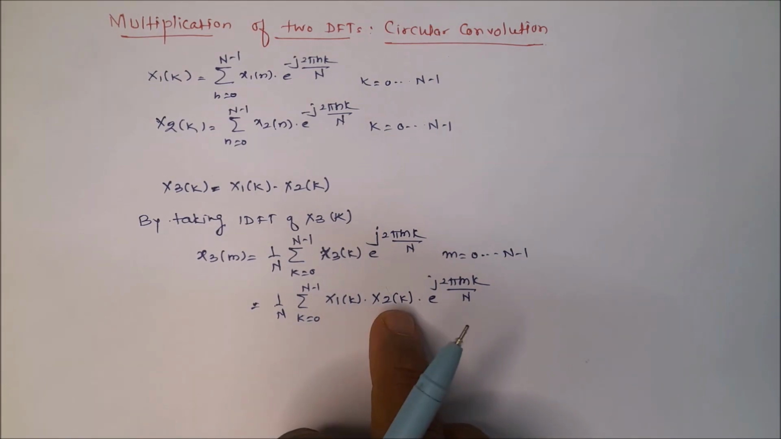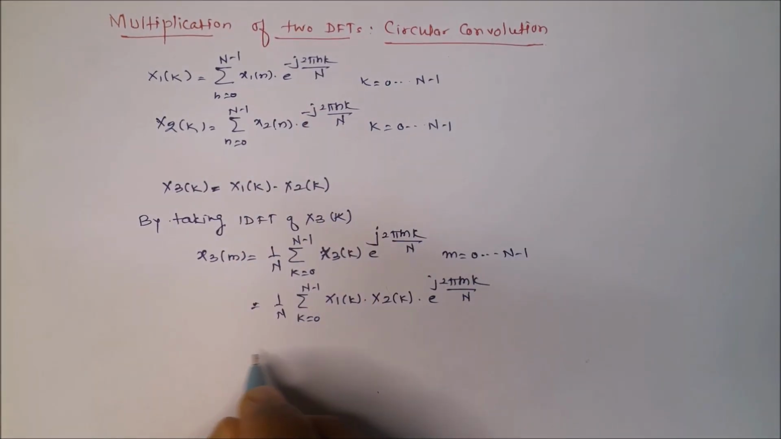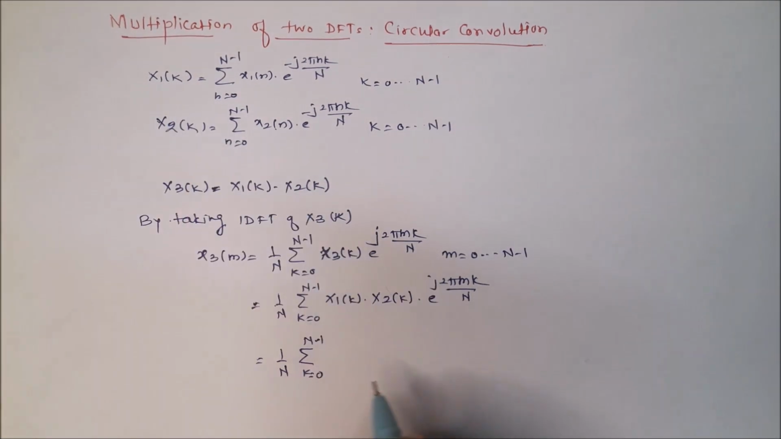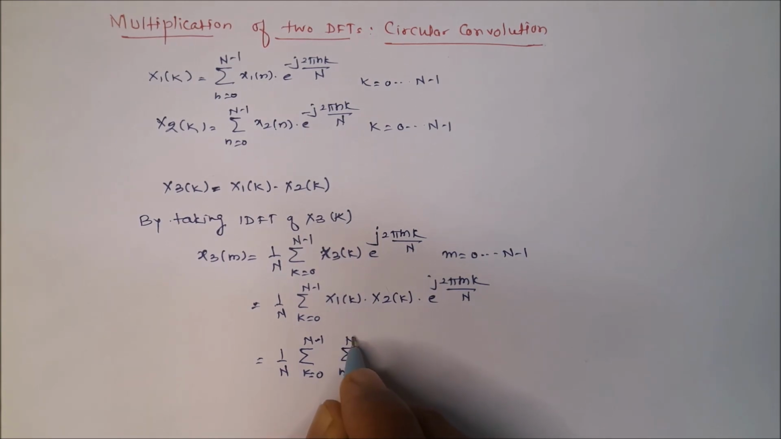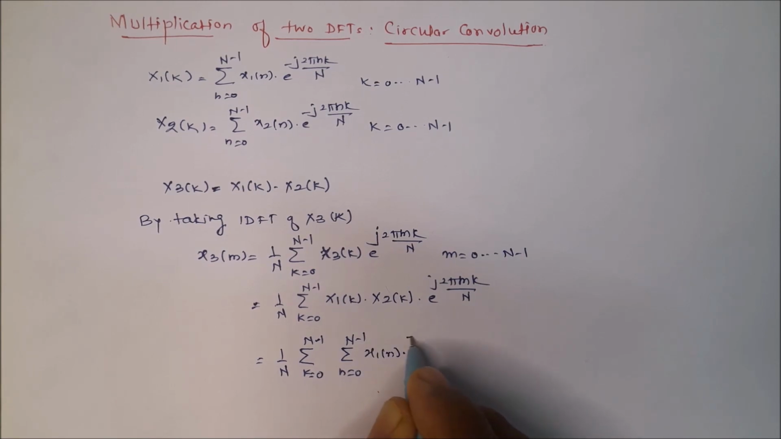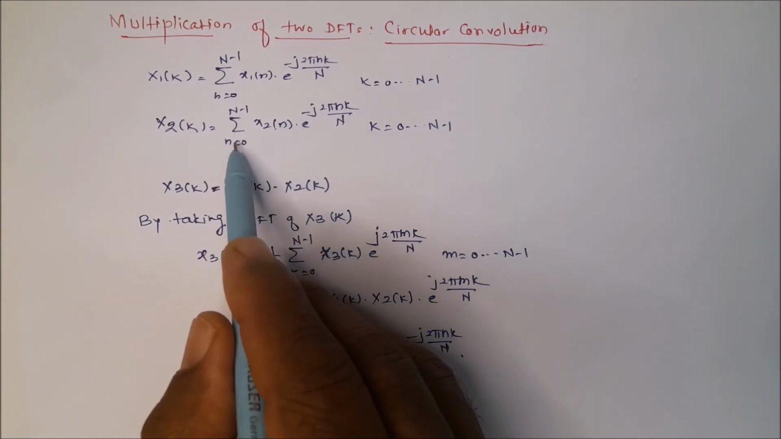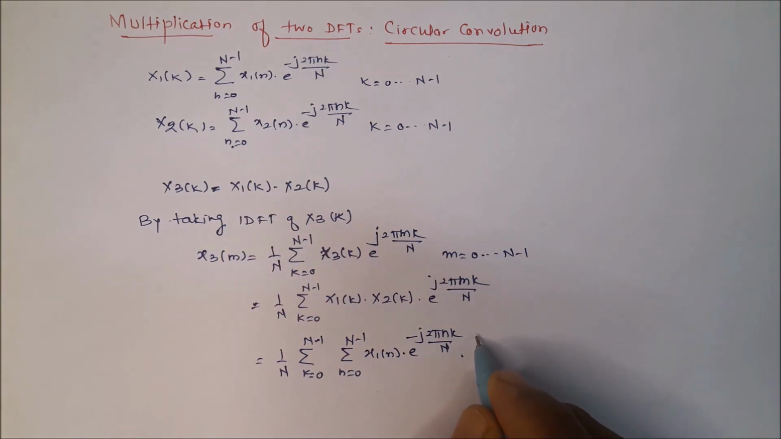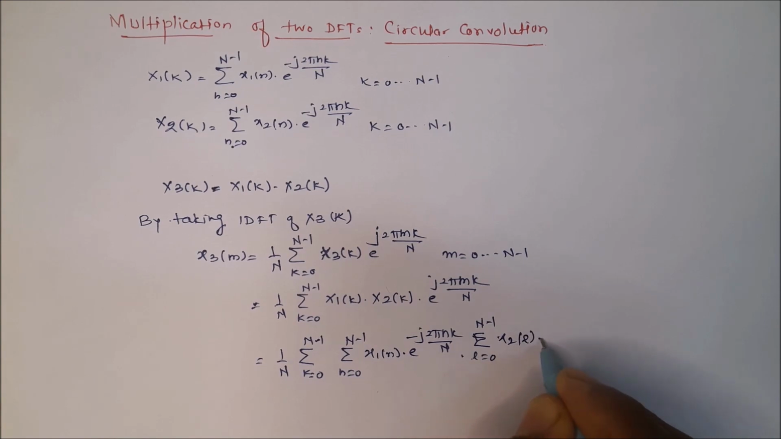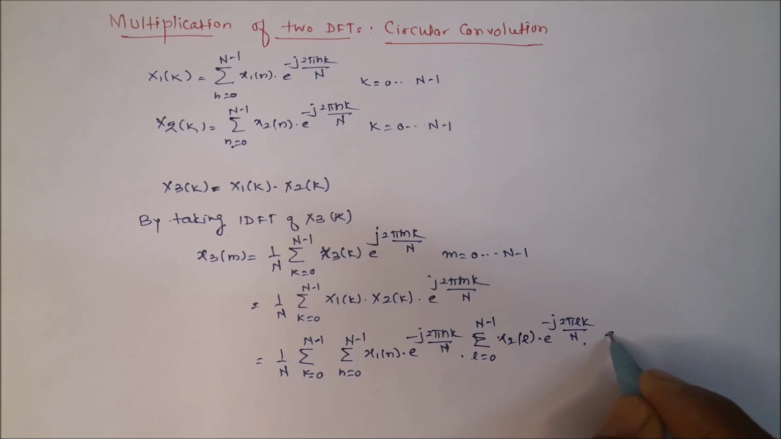Now, let us substitute X1(k) and X2(k) from these two equations. Hence, this x3(m) can be written as 1 by N summation k equal to 0 to N minus 1. So, I will write now X1(k), which is equal to summation n equal to 0 to N minus 1 x1(n) e raised to minus j 2 pi nk upon N. Now by writing this X2(k), I will just replace the variable of summation from n to l. Hence, this X2(k) can be written as summation l equal to 0 to N minus 1 x2(l) e raised to minus j 2 pi lk upon N. And then you have e raised to j 2 pi mk upon N.